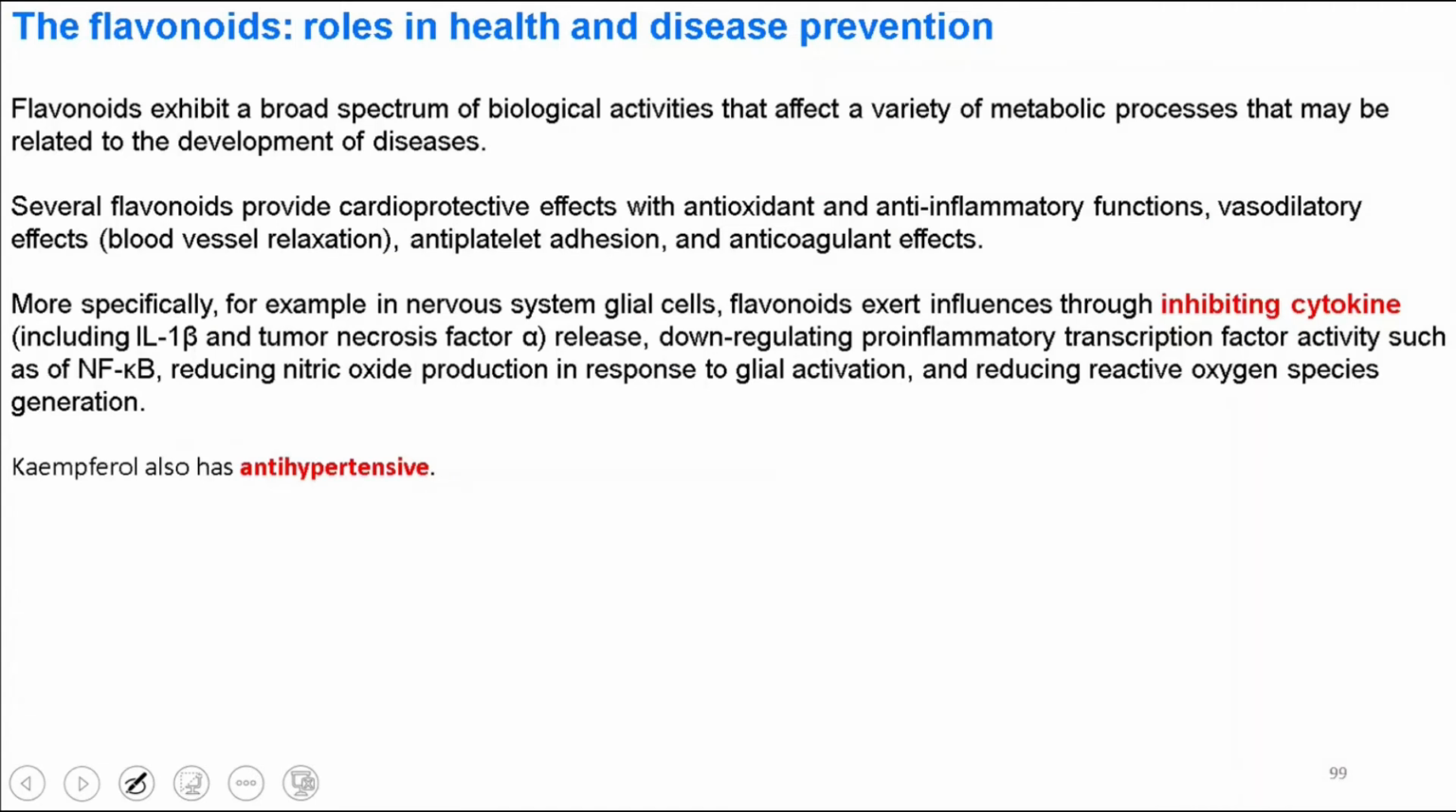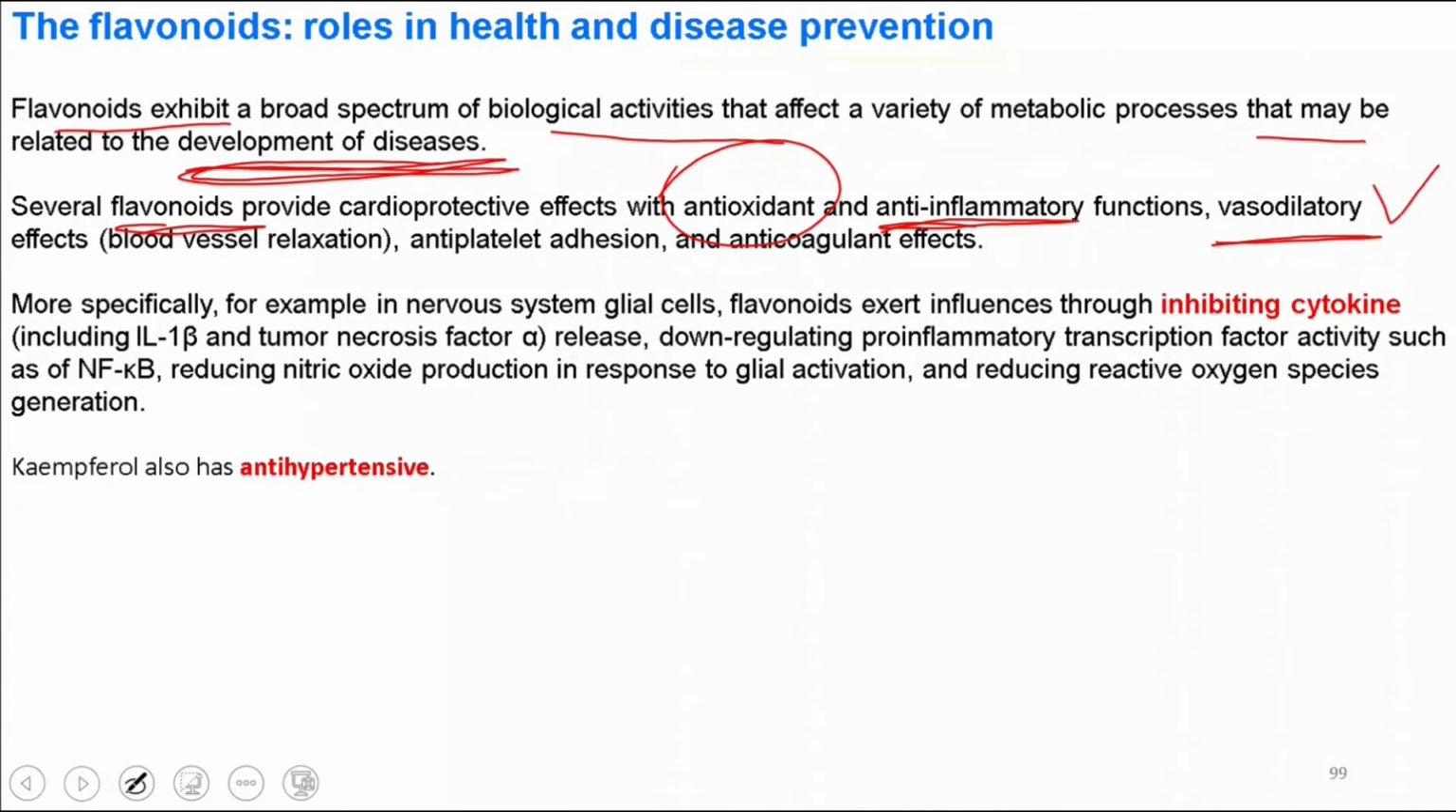Flavonoids exhibit a broad spectrum of biological activities that may help prevent the development of disease. For example, several flavonoids have antioxidant activity, which is similar to anti-cancer activity, and they also have anti-inflammatory activity. And they also have vasodilator activity. They decrease the blood pressure. They dilate our veins, and this way our blood pressure is decreased. Okay. They have antiplatelet adhesion activity, and they have an anticoagulant effect.